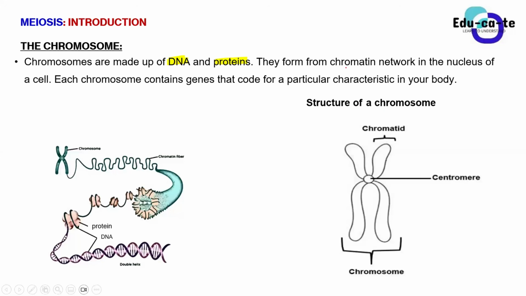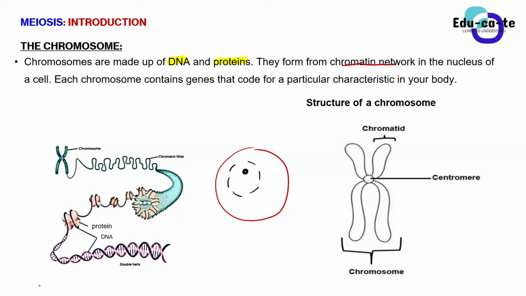So chromosomes actually form from the chromatin network. Before it becomes a chromosome, first it is known as what? It is known as the chromatin network. And remember, guys, this chromatin network is found in the nucleus of a cell. Whenever you are given a diagram of a cell, you are going to see the nucleus here. In the nucleus, we are going to have a nucleolus.